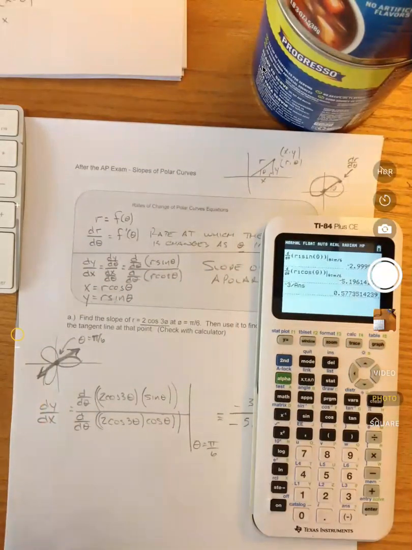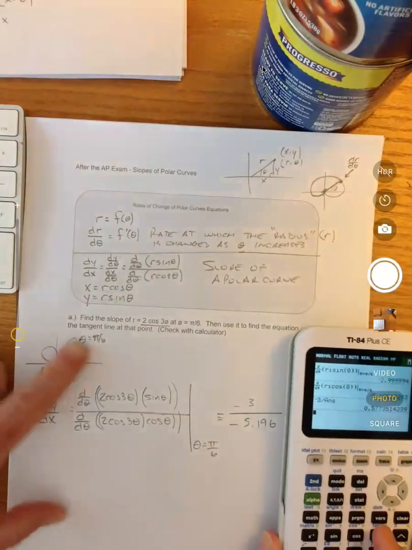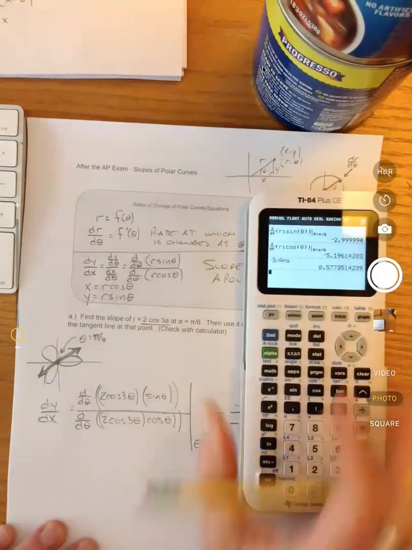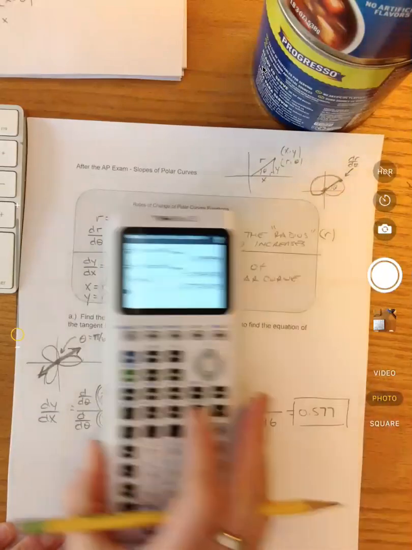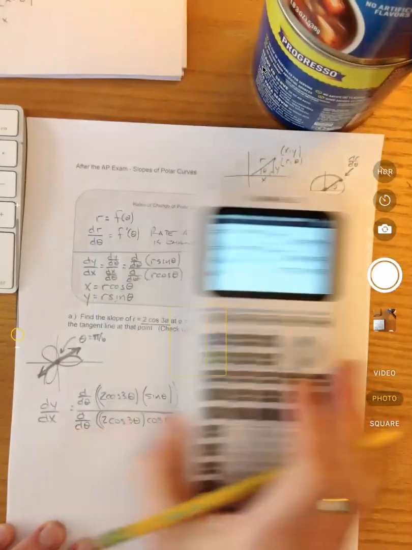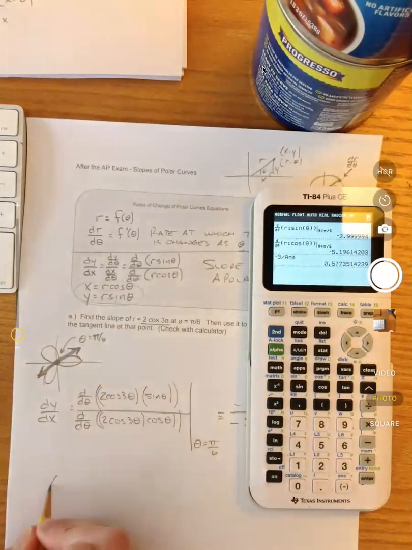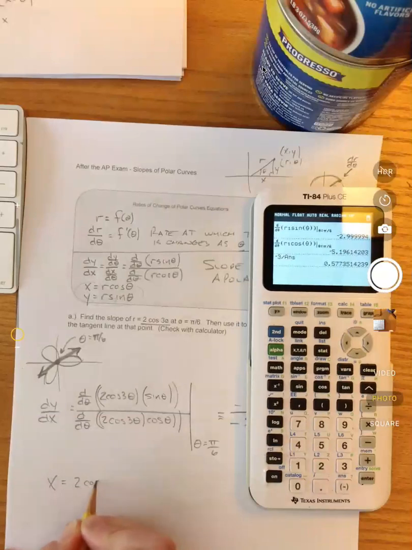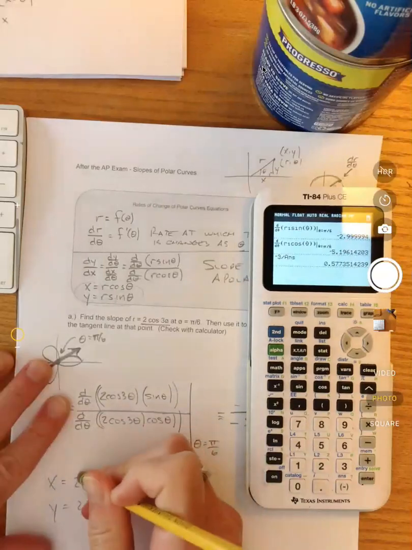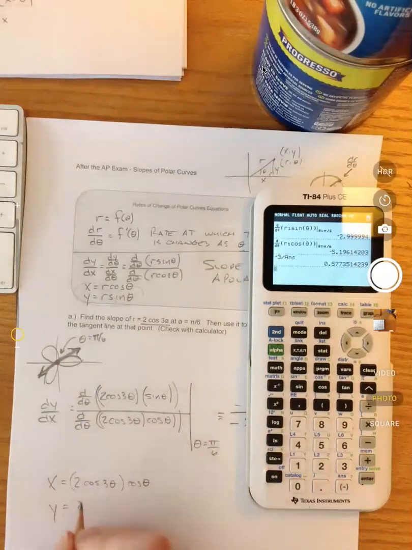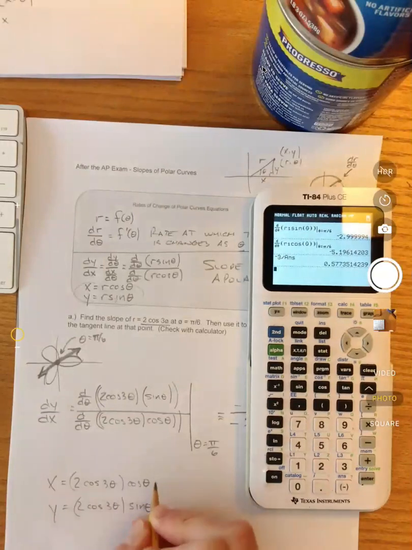Well, the next thing, and so that was the question, I want to find the equation of the tangent line. So now what do I need? I've got a slope. What else do I need to write an equation of a tangent line? Well, I need a point. How do I get my point? Well, I use x and y. So x is equal to r cosine theta, and y is equal to r sine of theta. And I want both of these evaluated at theta equals pi over 6.